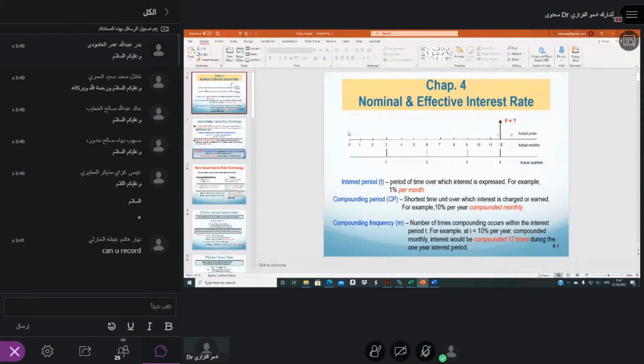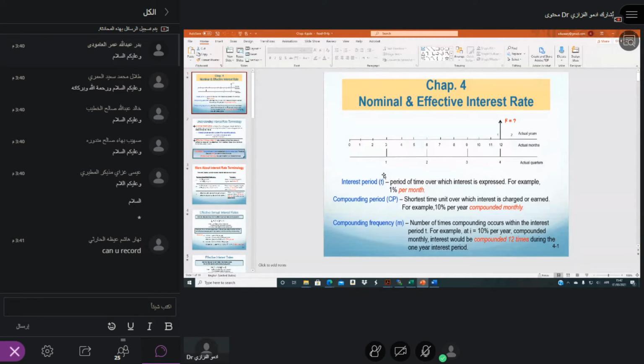So just imagine these are the actual years. Now we're starting from 1, 2, 3, 4, 5, 6. 12 months make 1 year. And if we talk about quarters in a year, if you divide it quarterly, you will have 4 quarters in a year. So 12 divided by 4 is equal to 3.